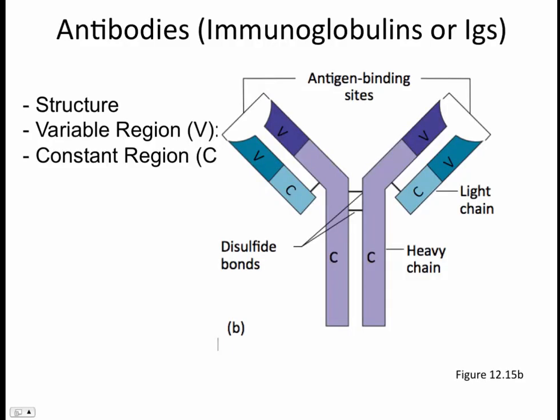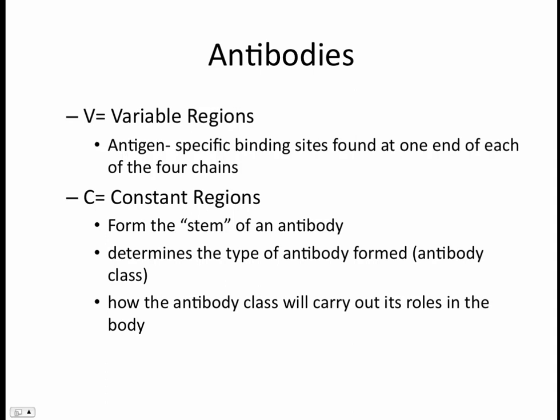If we look at the antibodies, we have two major regions. They are composed of 4 amino acid chains. These are held by disulfide bonds over here. We have the variable end, and this is the end that's going to be specific to that antigen. And we have the constant end, and this is going to define the specific class of antibody that we're going to be looking at. So, variable end: antigen specific, found at one end of each of those 4 chains. And the constant region, again, is the stem of that antibody and determines the type of antibody that's going to be formed.